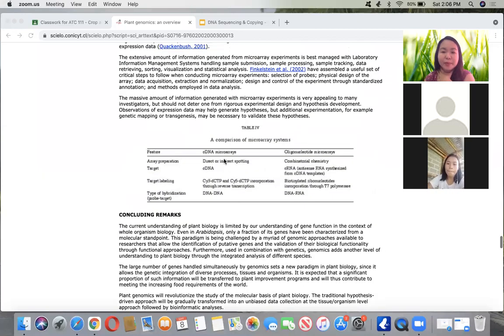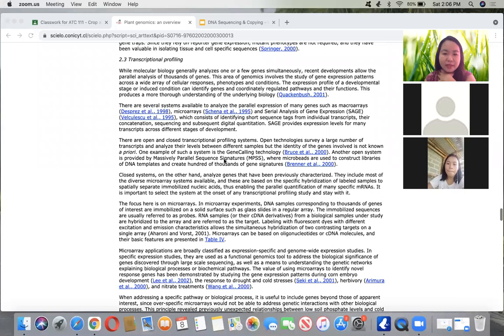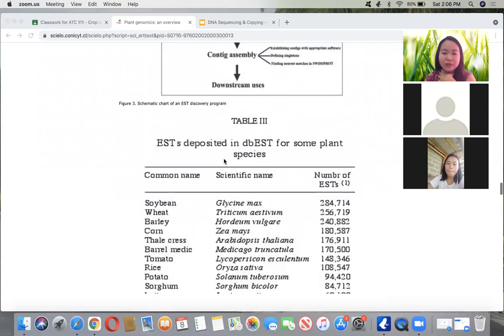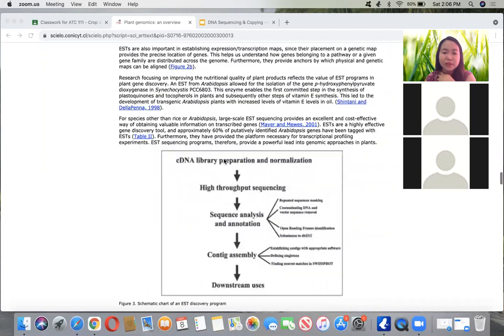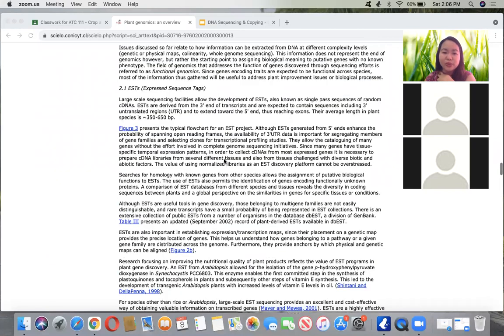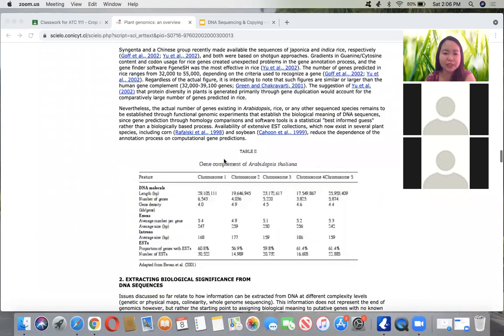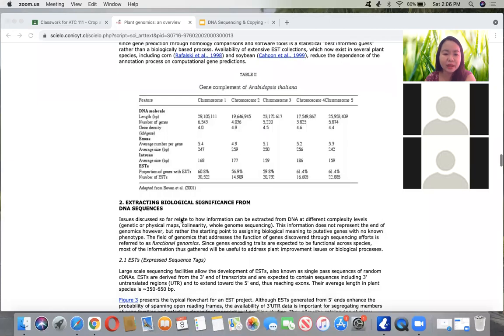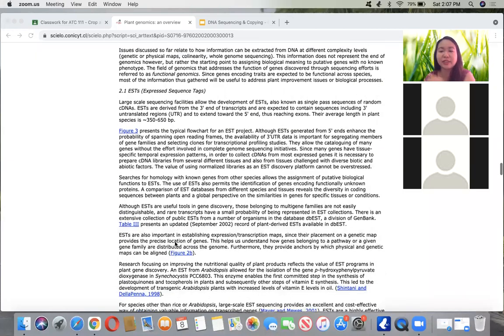So I remember I have mentioned this one last time and maybe we were just cut off. I hope you have read through this one, although you don't really understand it very well. I think we stopped somewhere at EST or Expressed Sequence Tags.